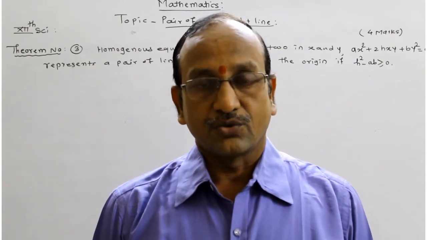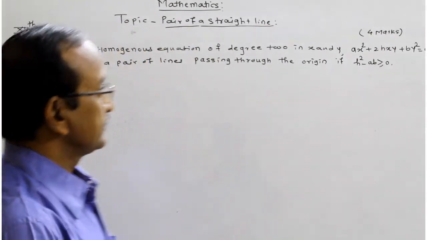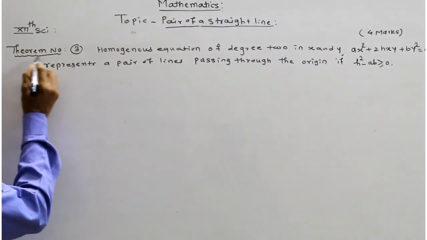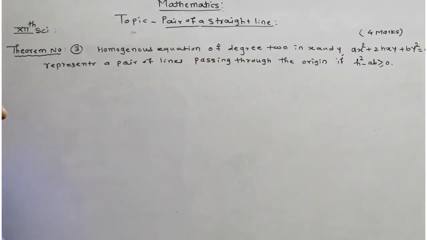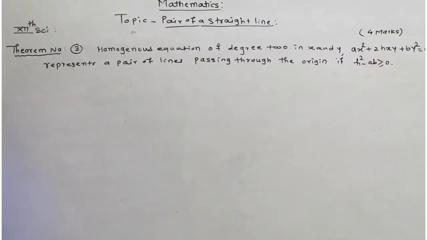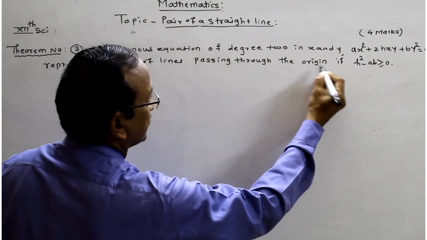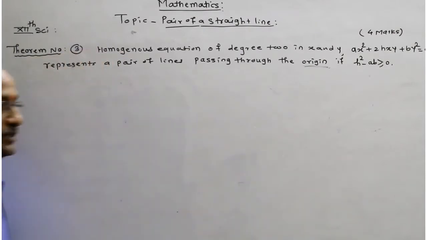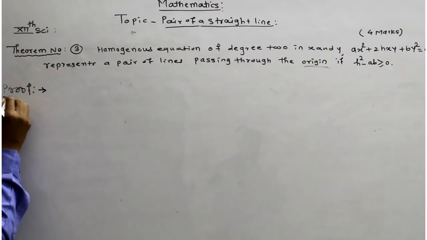Now today we are going to start the theorem on combined equation of two lines. Theorem number 3. Homogeneous equation of degree 2 in x and y, ax square plus 2 times hxy plus by square is equals to 0 represents a pair of lines passing through the origin if h square minus ab is greater than or equal to 0. Write down the proof of this.